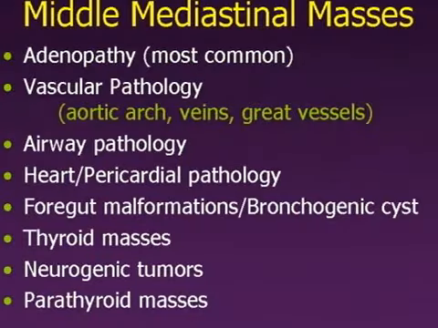Middle mediastinum. Again, a rather long list. Adenopathy in the middle mediastinum is the most common cause. Vascular pathology, remember we've got the arch and all the veins and all the great vessels moving in and out of the thorax in the middle mediastinum. Airway pathology, anything to do with the heart and the pericardium. Foregut malformations and bronchogenic cysts, congenital developmental anomalies. Thyroid masses, again, that's going to keep cropping up on all of these lists. Neurogenic tumors and parathyroid masses are all included in the spectrum of processes in the middle mediastinum.